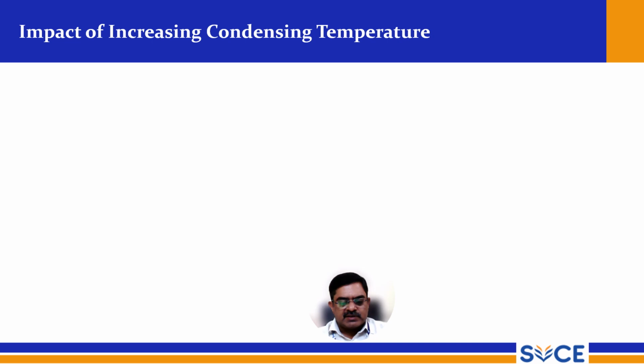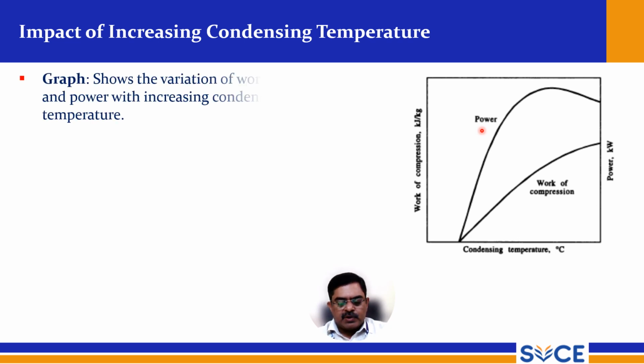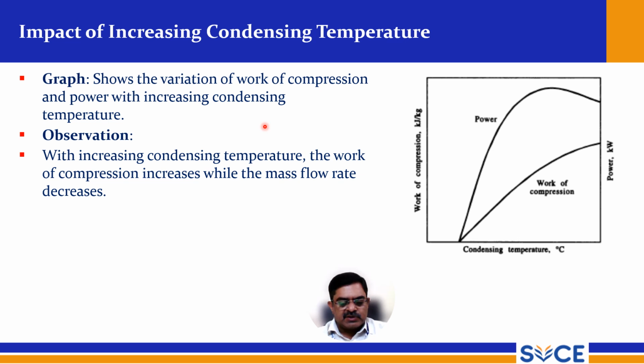Impact of increasing condensing temperature. So this is another graph. Again it is a three axis graph: work of compression in kilojoules per kg, condensing temperature on the x axis, and on the third axis power. So we have two curves, the power curve and the work of compression curve. The graph shows the variation of work of compression and power with increasing condensing temperature. The key observation here is that with increasing condensing temperature, the work of compression increases while the mass flow rate decreases.